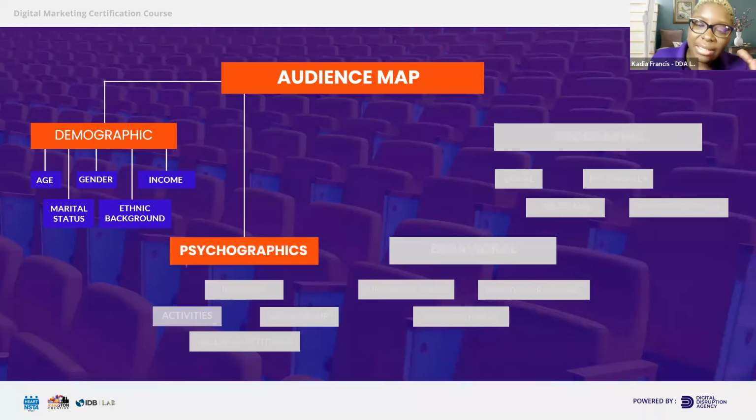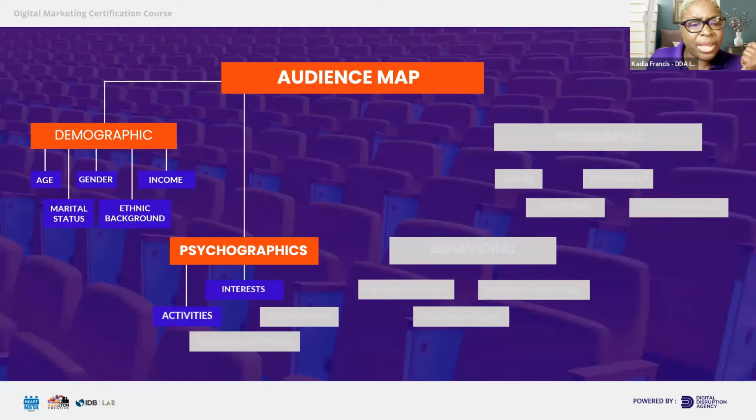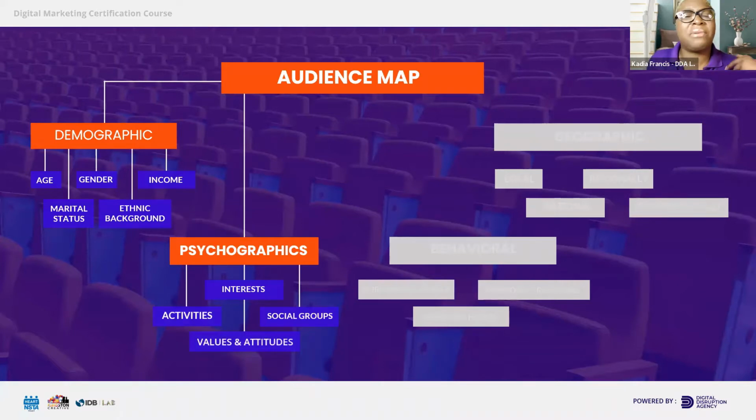The next one is the psychographic. What activities are they doing? What interests do they have? What social groups do they belong to? What are the values and attitudes that they have?